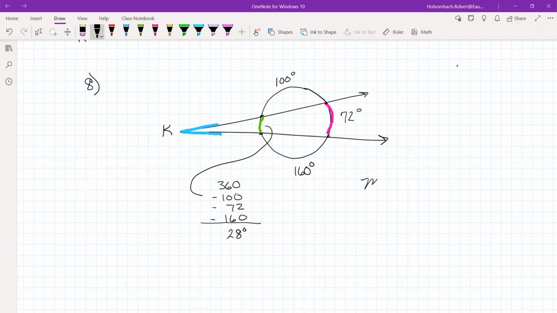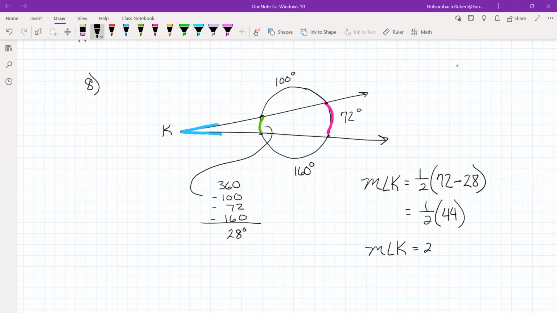So the measure of angle K is equal to 1/2 of the big arc, 72, minus the little arc, 28. So we've got half of 44. So the measure of our angle K is equal to 22 degrees.